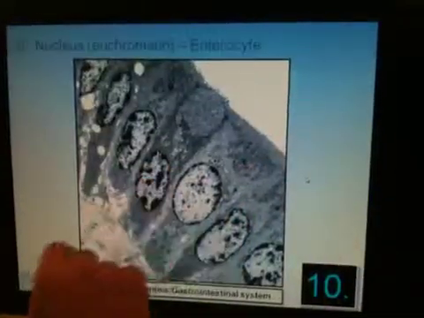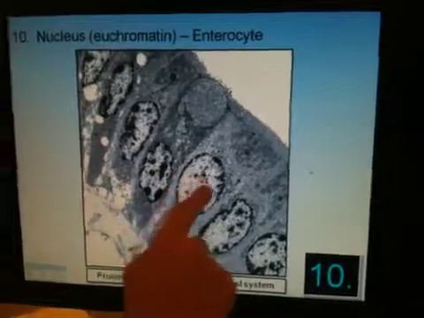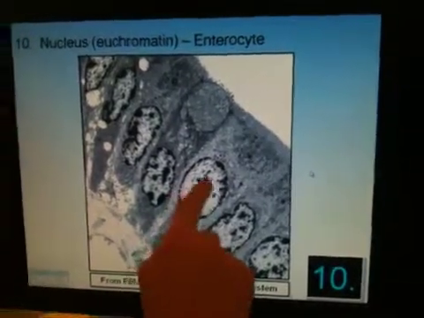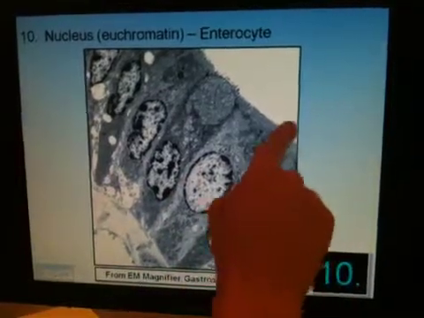And lastly, this is a nucleus of an enterocyte. Enterocyte is the small intestine. There's a goblet cell right beside it.